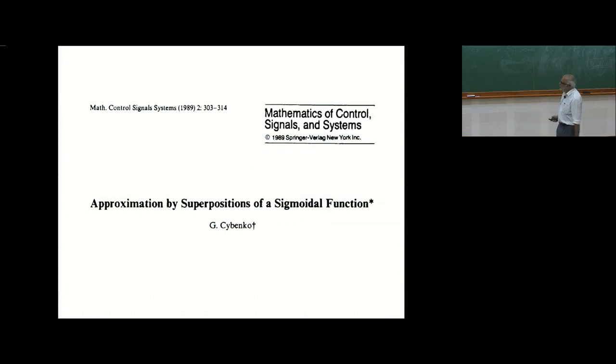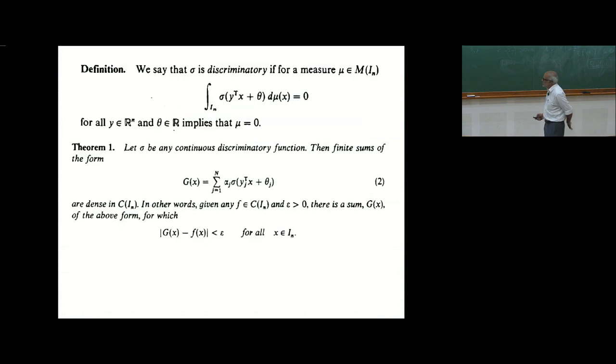Yes, there is, by Cybenko. He did it in '89: approximation by superpositions of a sigmoidal function. Here he says, forget about this definition, this is about this. If you had any continuous discriminant, the definition is given here, you need it in the proof. So the finite sums of this, C(I_n) is the class of all continuous functions defined on I_n. And what is I_n? I_n is the tensor product of n times the interval I, which is [0, 1].